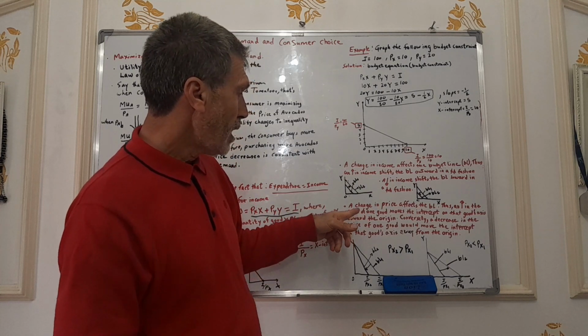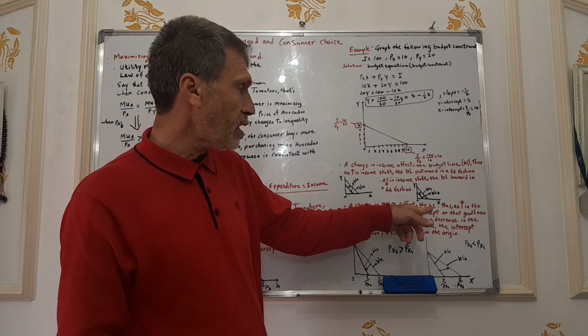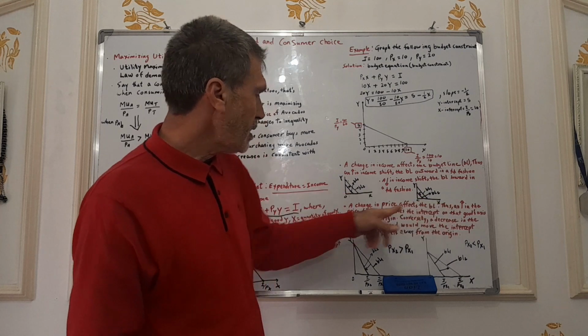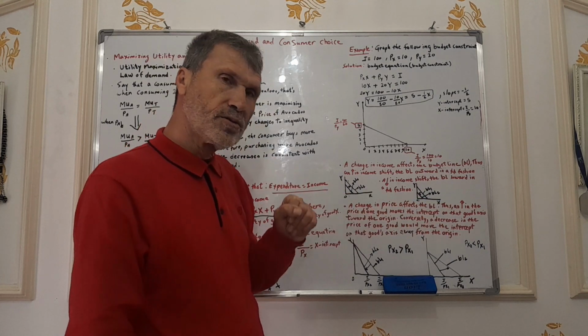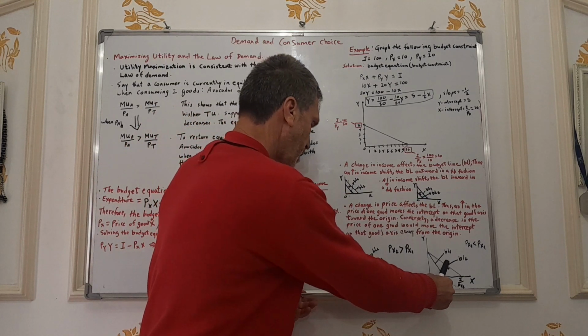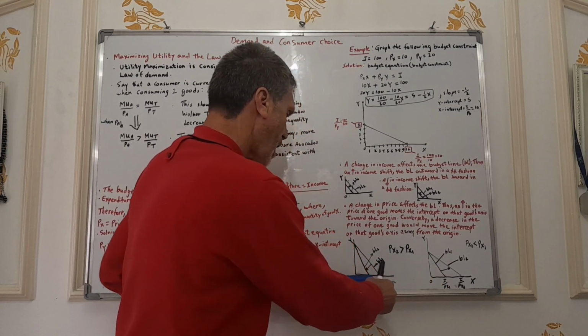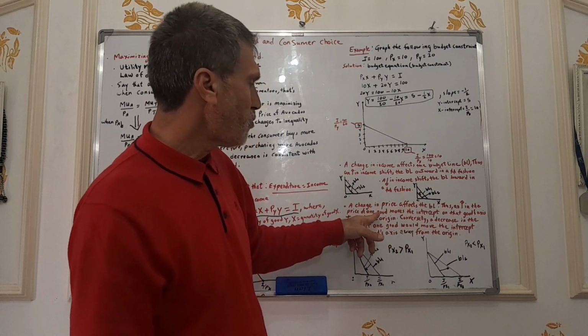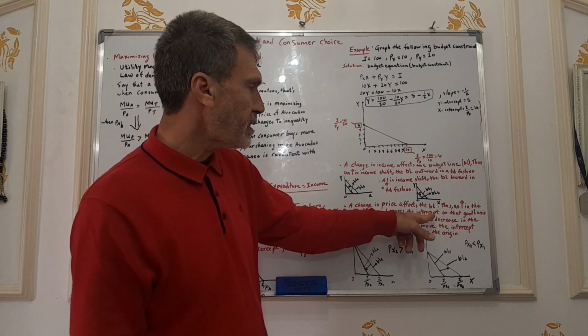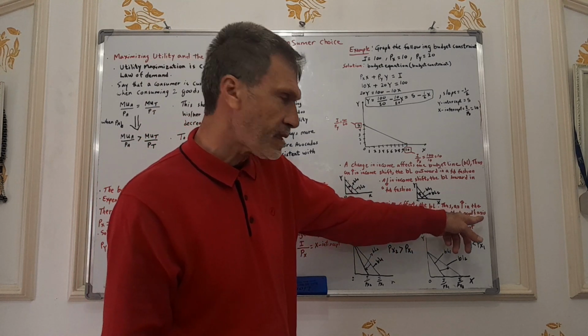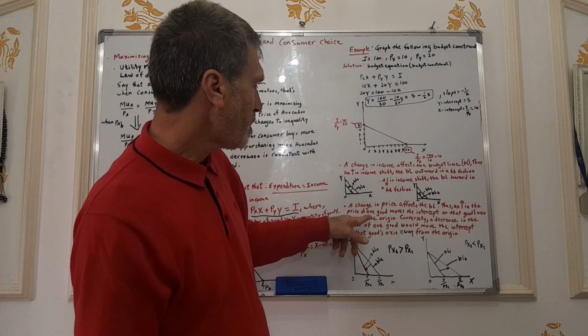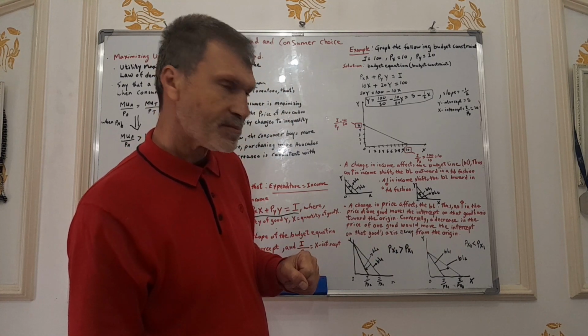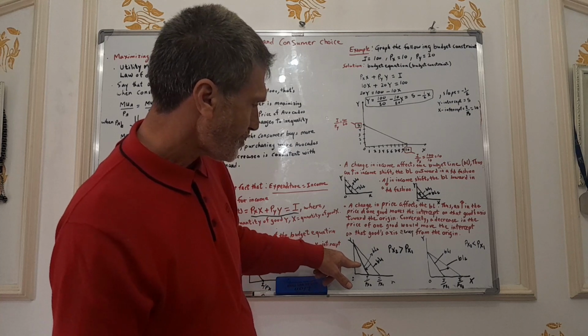Now, a change in the price affects the budget line. Thus, an increase in the price of one good moves the intercept on that good's axis toward the origin, as you can see over here.